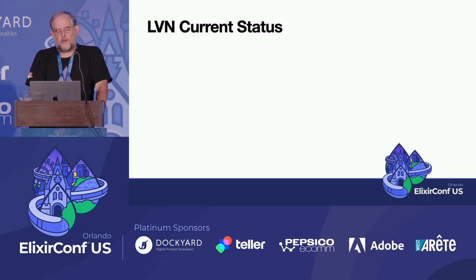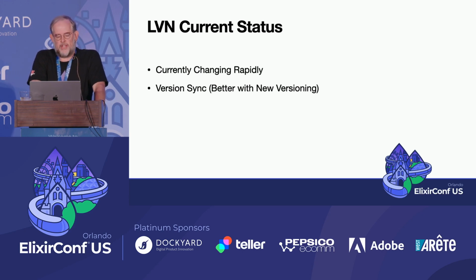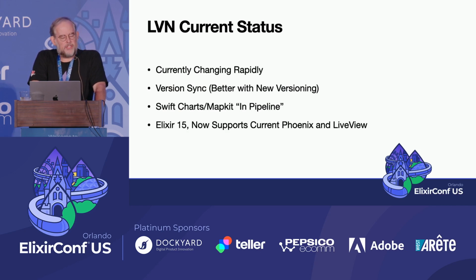So what is the LiveView Native current status? It's currently changing rapidly. But we do have version numbers now on our code, both on the Swift side and on the Phoenix side. So that's a little less of an issue because you know what you're pulling in. Version sync we just talked about. There's the new versioning, so that's helping out a lot. The Swift charts and MapKit are in the pipeline. Right now it supports Elixir 15 and supports the current Phoenix and LiveView. For a while it didn't support LiveView 19, but now it does. And if you want to look at apps that are running or that you can run, look at the ElixirConf demos on GitHub.